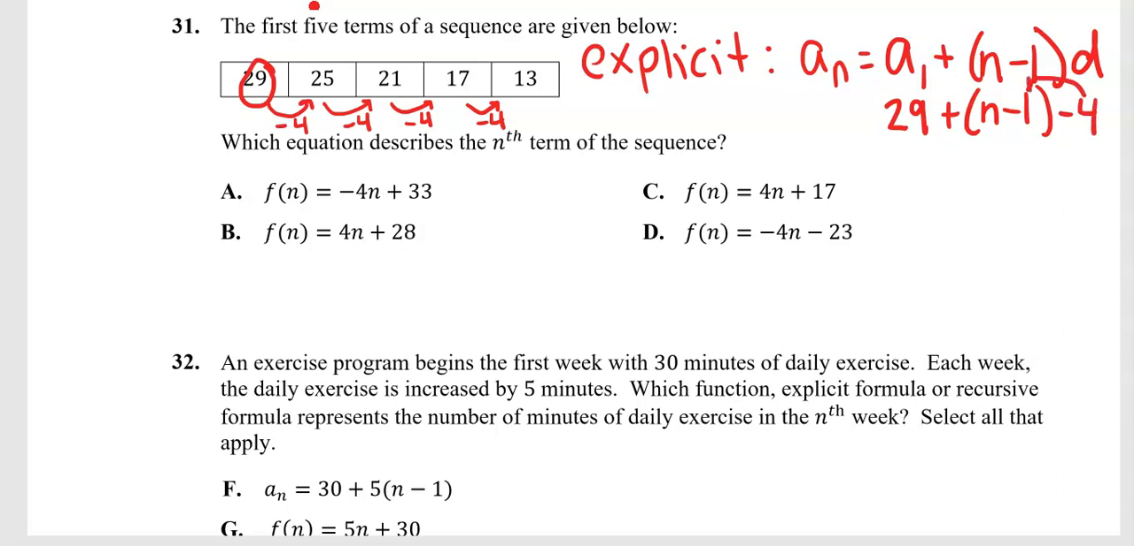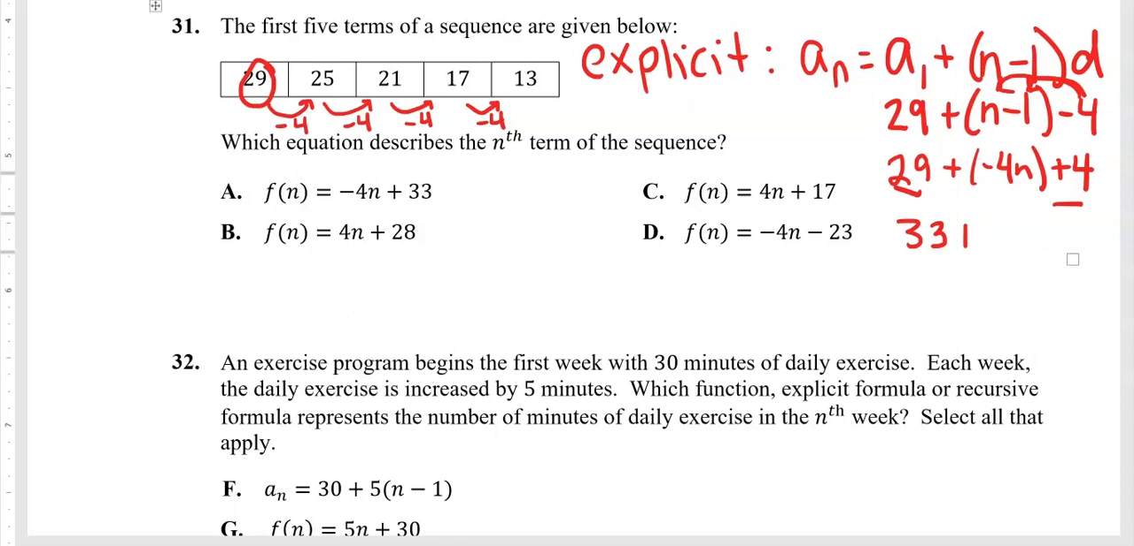I am then going to just distribute that negative 4 inside my parentheses, and I will get, okay, I'm going to combine my like terms here, and I'm going to get 33 minus 4n. And if I use the commutative property there and flip that around, you're going to see that my answer is A.